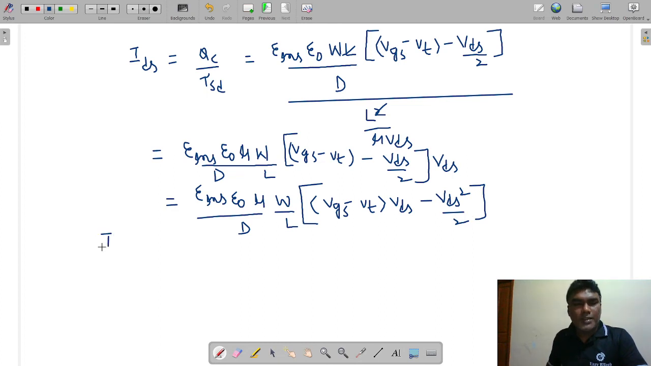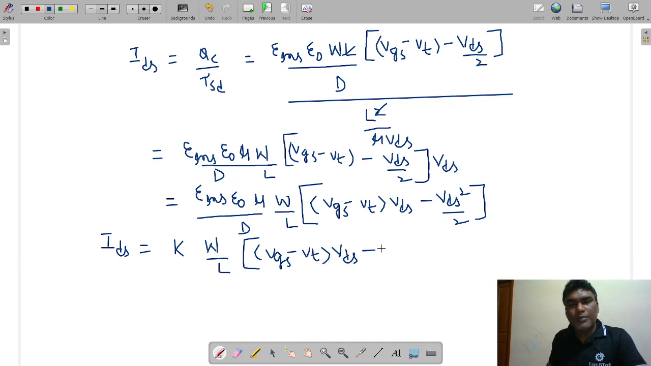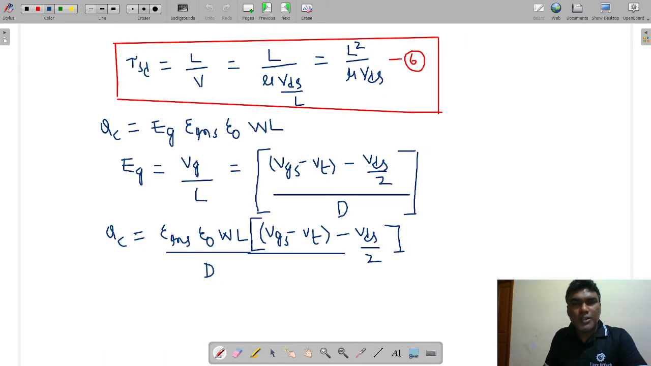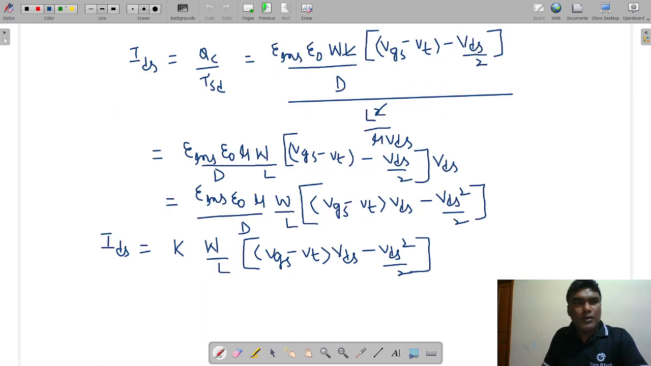So we can write IDS is equal to epsilon insulation, epsilon naught, mu by D. Let us take some constant K into W by L, VGS minus VT into VDS minus VDS whole square by 2. Let us take this as the equation number. What is the equation number? Previously 6. Now equation number 7. So take this as equation number 7.